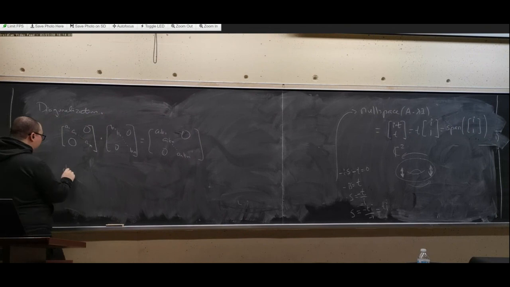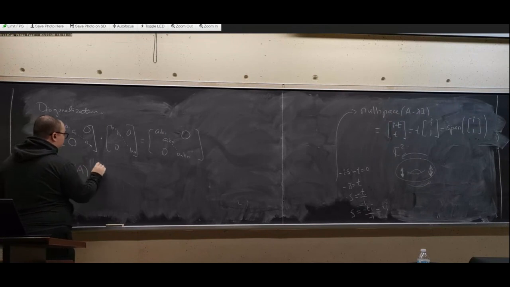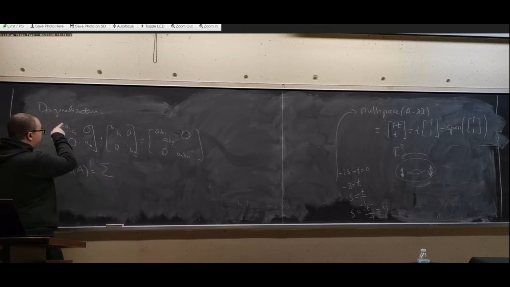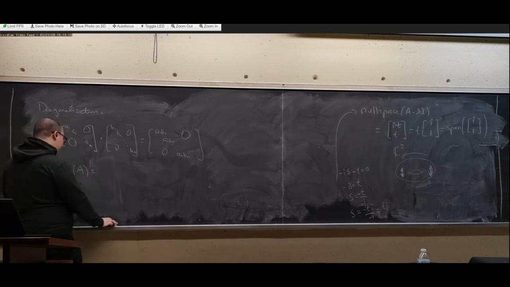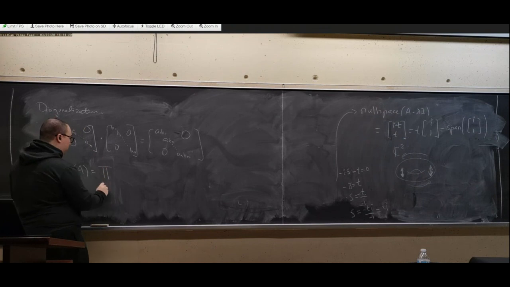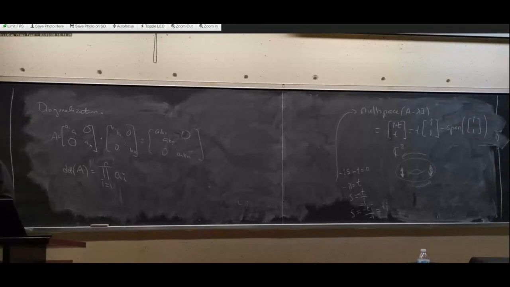Also, if this equals A, then the determinant of A is literally just the product of all of these. You just multiply everything down, the product from 1 to n of a_i. So the determinant is also very easy to calculate.